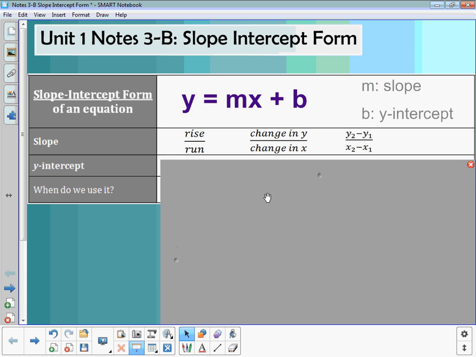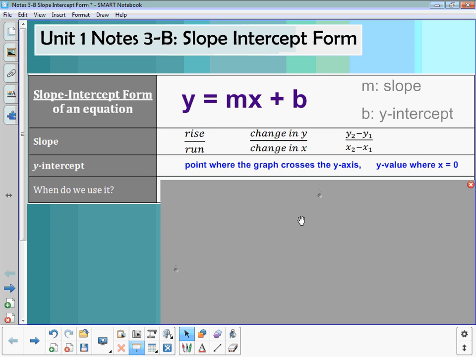Now, we talked a little bit about the slope on the previous note sheet. We talked about how it's rise over run. You could also look at the slope as being change in y over change in x. That's what that y2 minus y1 over x2 minus x1 is representing. Change in y over change in x. So really, that's nothing new. We worked with that a lot in the last note sheet.